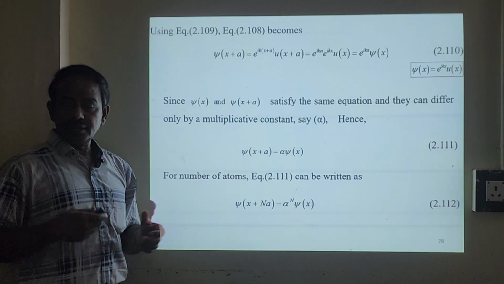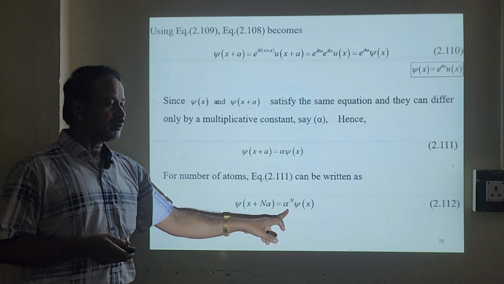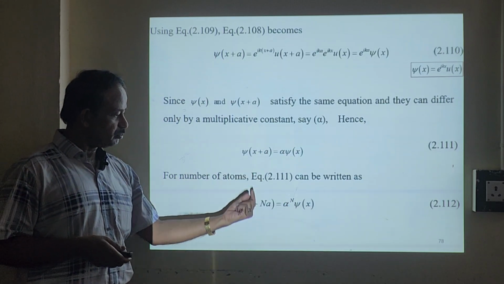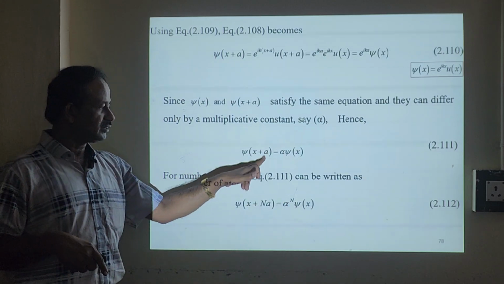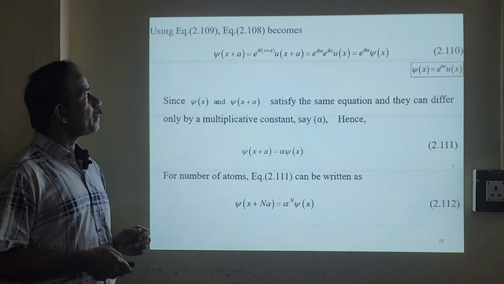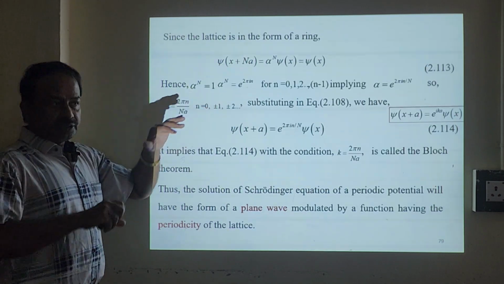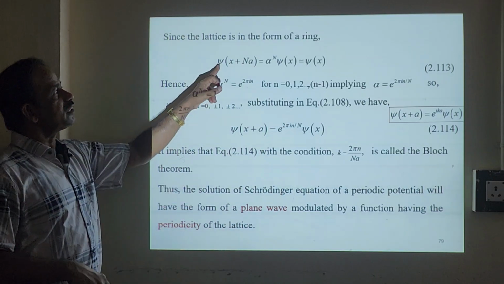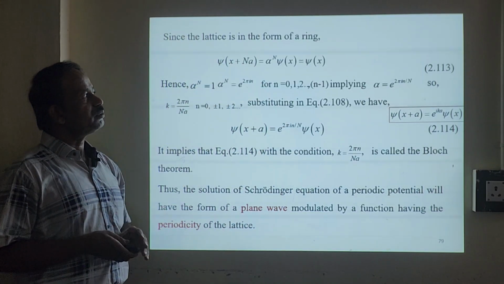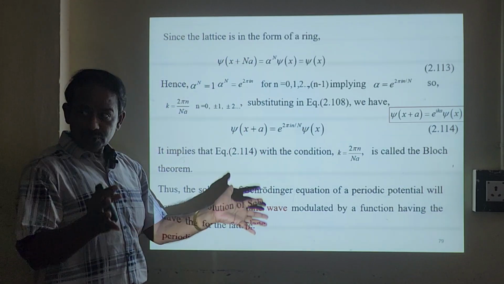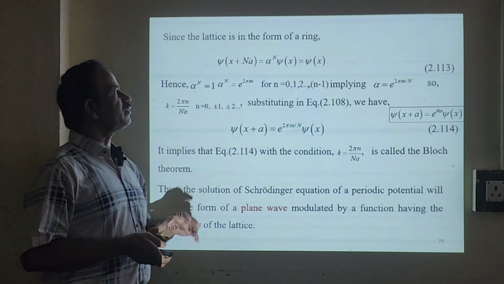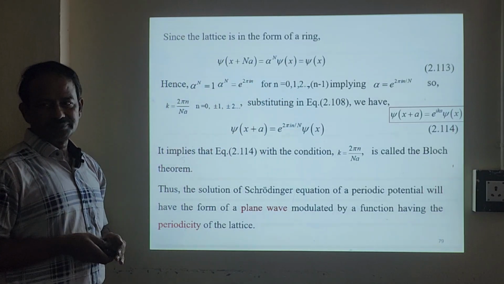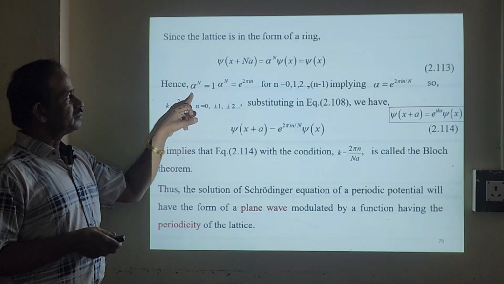So for a number of unit cells, alpha will become alpha to the power n, and a is replaced by Na. That will form a total ring, exactly connected. So psi of x plus Na becomes alpha to the power n psi of x. The total ring is nothing but psi of x again. If it is so, then alpha to the power n must be equal to 1.